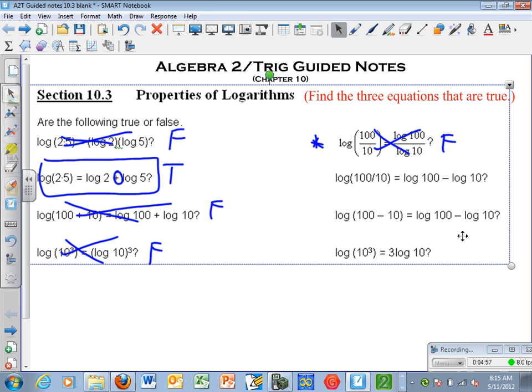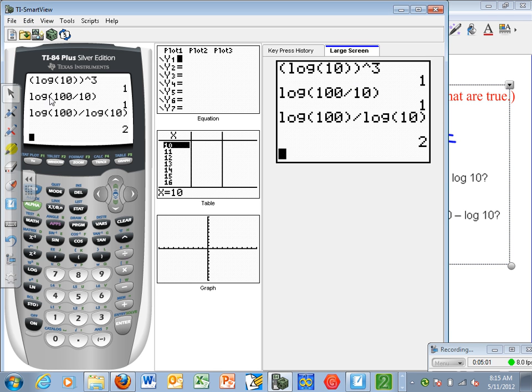Does the log of 100 divide... Now, we've already done the log of 100 divided by 10. That's right here, log of 100. So I'm just going to do the log of 100 minus the log of 10. So I'll do log 100 minus log 10.